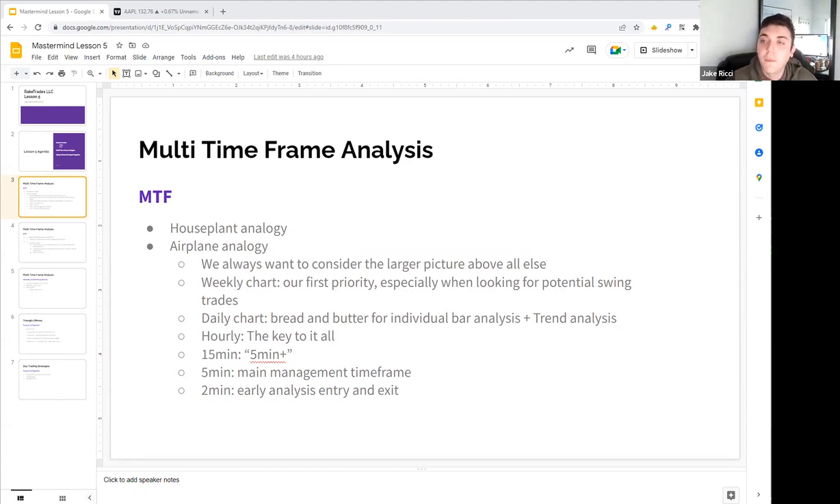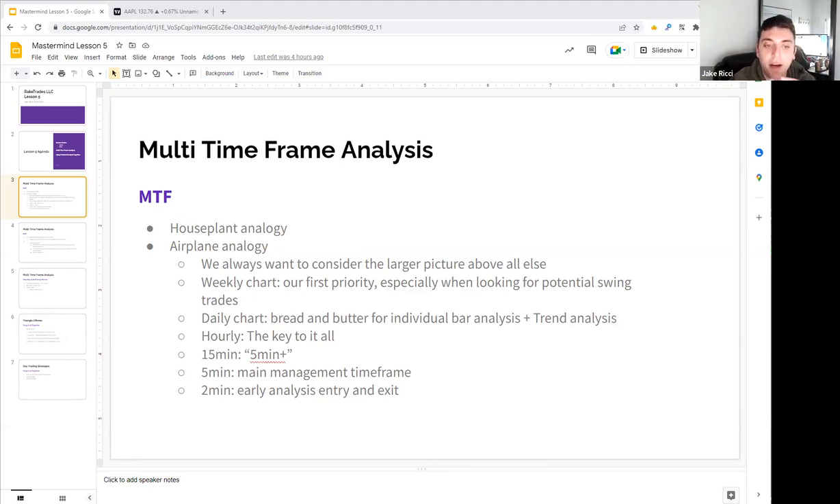So if you're flying from the east to the west coast, from California to New York, right, that full, entire coast-to-coast nonstop flight is going to be your weekly chart. It's going to encompass everything, right? But not all of us are going to be on the nonstop flight, right? Some of us are going to be on a multiple stop flight.